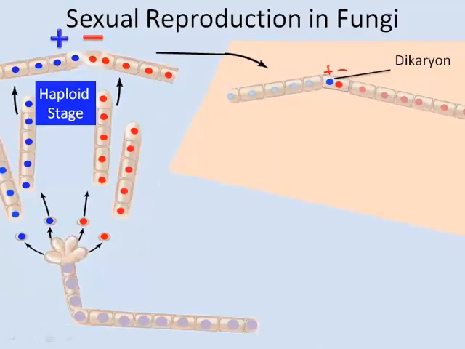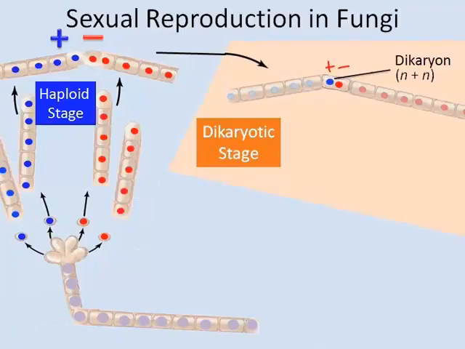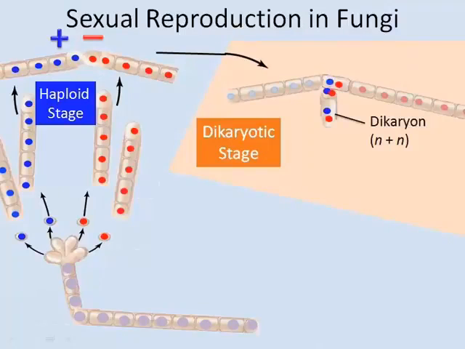This begins the second stage of fungal sexual reproduction, called the dikaryotic stage. Dikaryons, with two different nuclei per cell, are indicated as N plus N because they contain two different haploid nuclei. The dikaryotic stage is a unique characteristic of fungi. Dikaryotic cells reproduce to form dikaryotic hyphae. With every cell division, mitosis forms identical nuclei, which remain independent. That is, every cell continues to have two different nuclei.